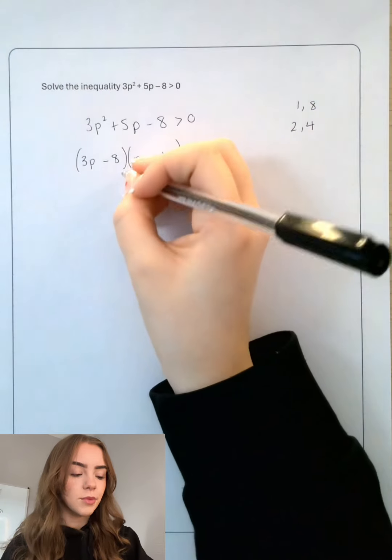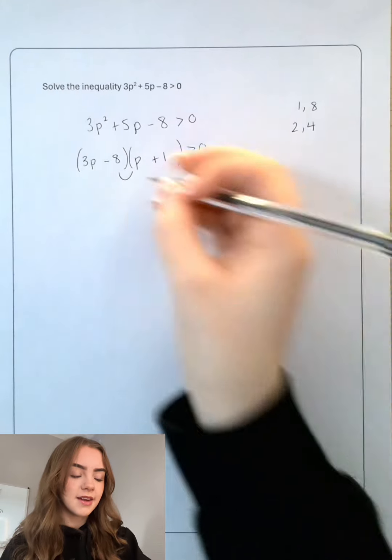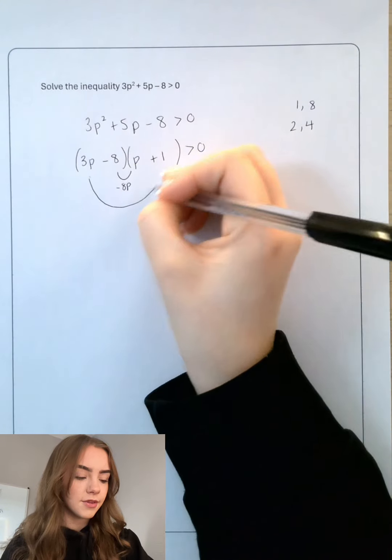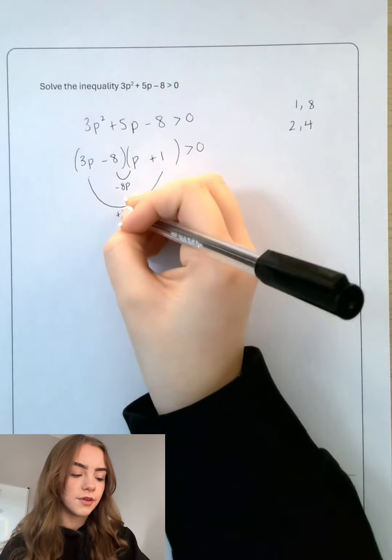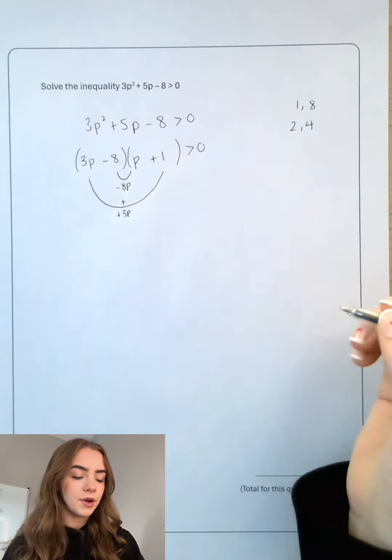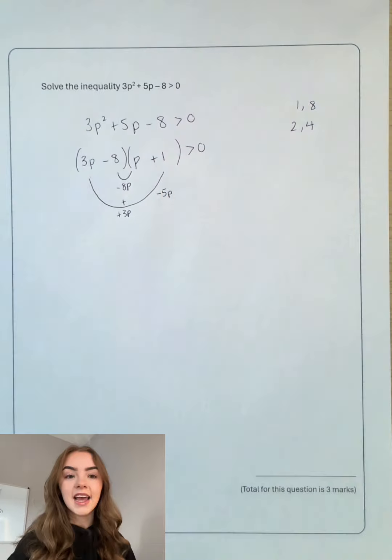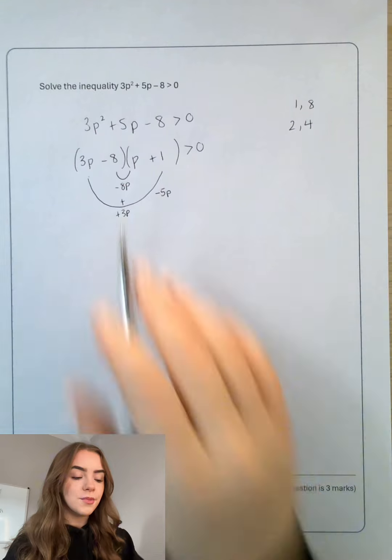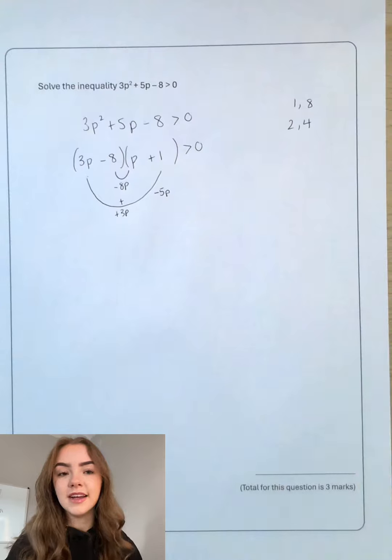To check this, we can multiply our inside terms. So minus 8 times p will be minus 8p. And then same for our outside terms, 3p times 1 will be plus 3p. In total, minus 8p plus 3p comes to minus 5p. However, we don't want minus 5p, we want plus 5p. So the numbers are in the correct places, we just need to change the sign.